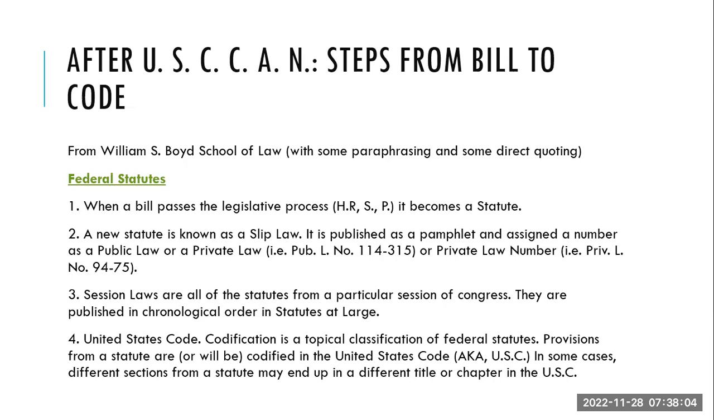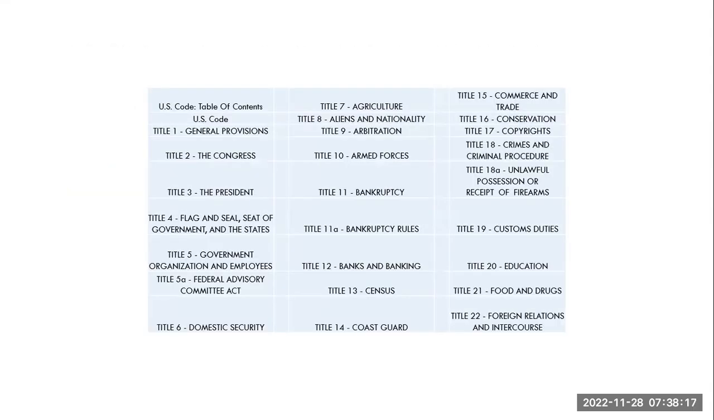Provisions from a statute are or will be codified in the United States Code. In some cases, different sections from a statute may end up in a different title or chapter in the United States Code. So you remember what titles are. You've heard of Title 11, bankruptcy. Title 7 is agriculture, and Title 12 is banks and banking. Remember that because it'll come up again.